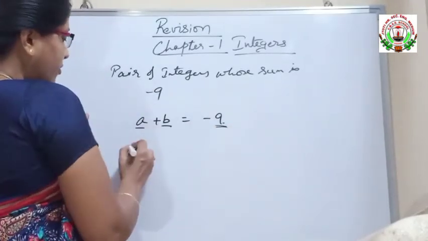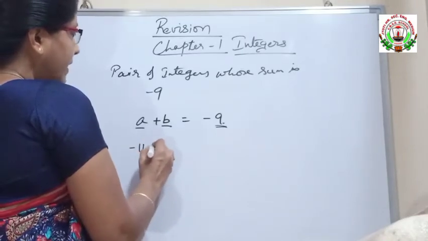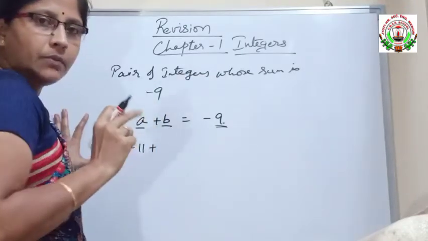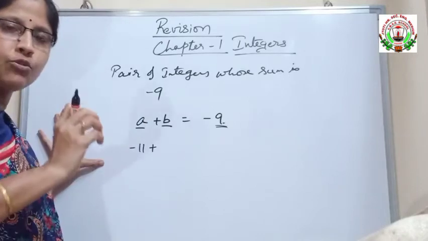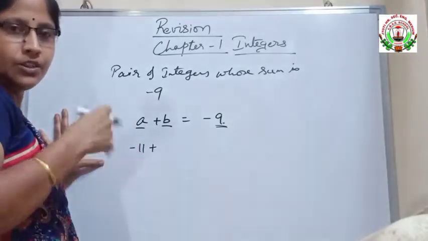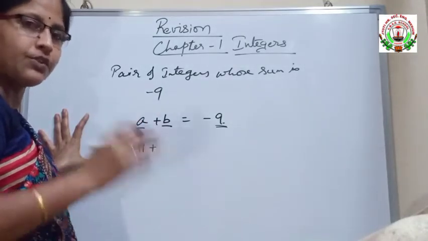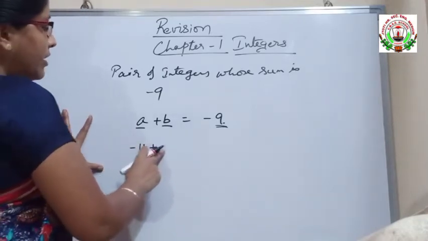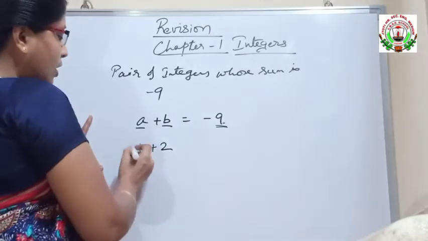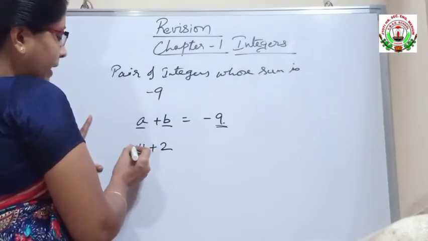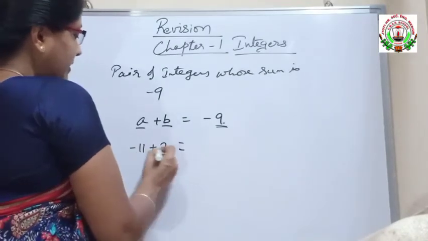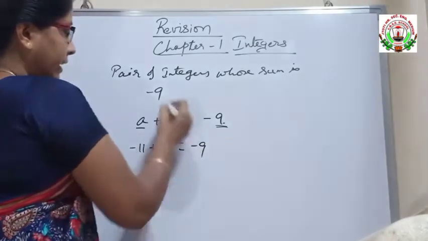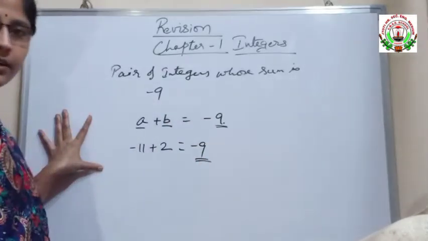So let us take -11 plus... They did not give any rule that you should take only negative integers or only positive integers. We can take either positive or negative integers. So I am taking one negative integer and one positive integer. -11 is big, so the sign is minus. So -11 plus 2 is -9. So I got my answer.